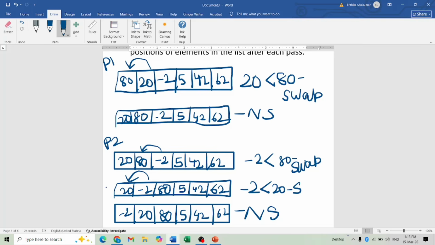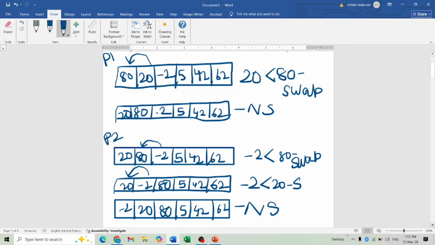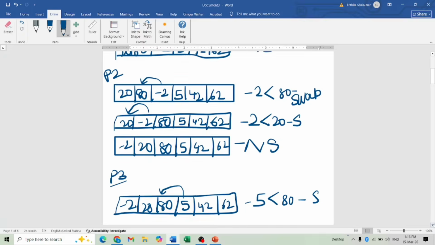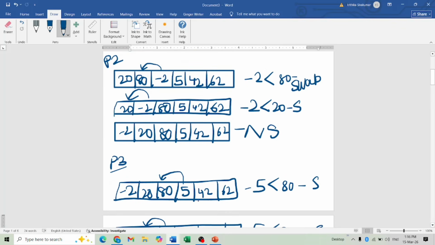Is there any element to compare it with? Because we are going from the behind, no. Now we have to go with pass 3. Tell me, pass 3, where will you start? Remember, pass 1 you start with the second element. Pass 2 you start with what? Third element. And pass 3 you have to start with the fourth element. Is it clear?